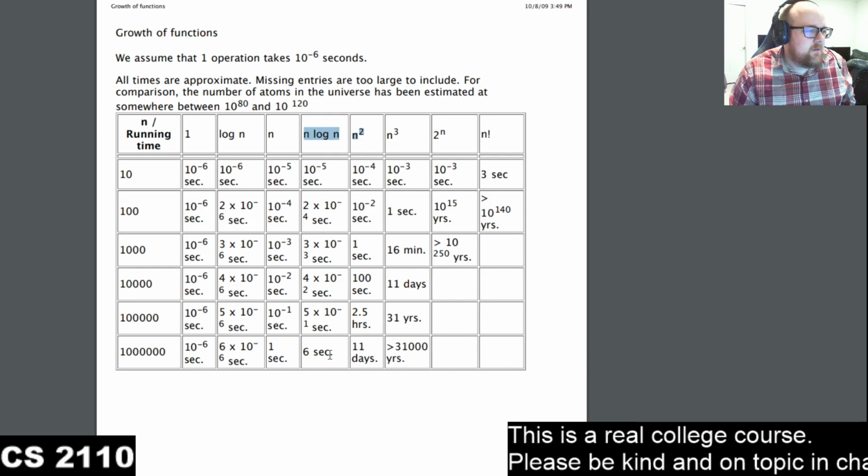N log n, this process would take 6 seconds. N squared, this would take 11 days. N cubed, this would take 31,000 years, substantially longer than all of written human history. N factorial with size 100 would take past the heat death of the universe as we currently estimate it. Same with exponential for size 1000.